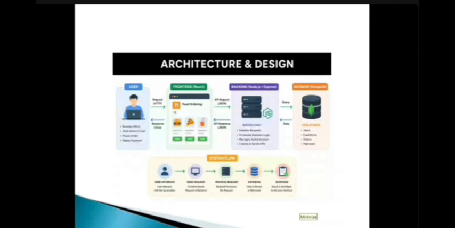Next, data flow. It is very important. The data flow works as follows: the front end sends a request to the backend, and the backend processes it and sends the response back to the front end. This ensures smooth communication across the system. Final architecture line: this architecture makes the system scalable and efficient.